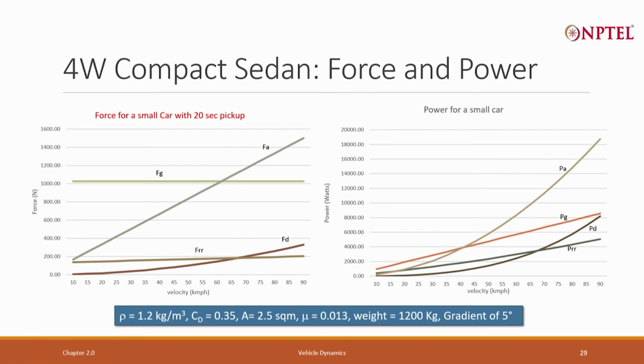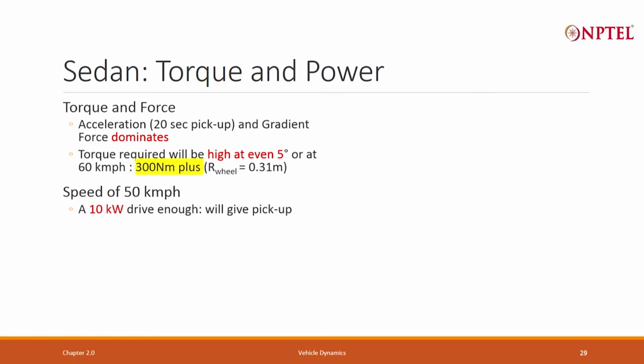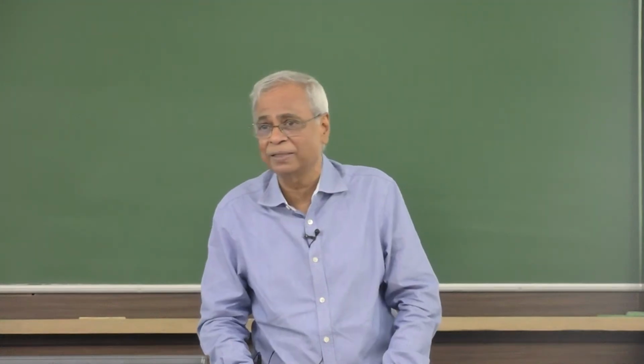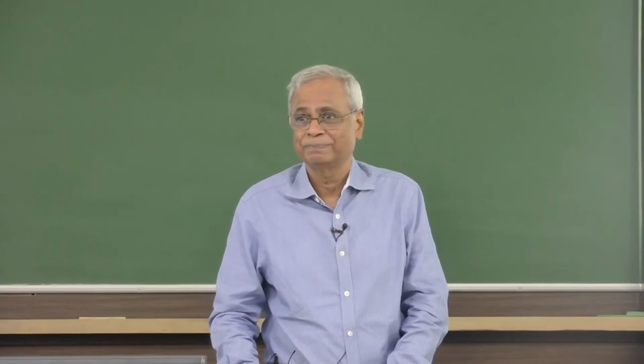If, on the other hand, I take a speed of up to 50 kilometer per hour, a 10 kilowatt drive is enough. I just showed you for 60 kilometer per hour, you require about 13 kilowatt. For pickup, 10 kilowatt is enough, it is a slower pickup. So, 10 to 13 kilowatt is required, and in fact, the E-Verito I think has a motor which is about 12 kilowatt or something like that, not much more than that.